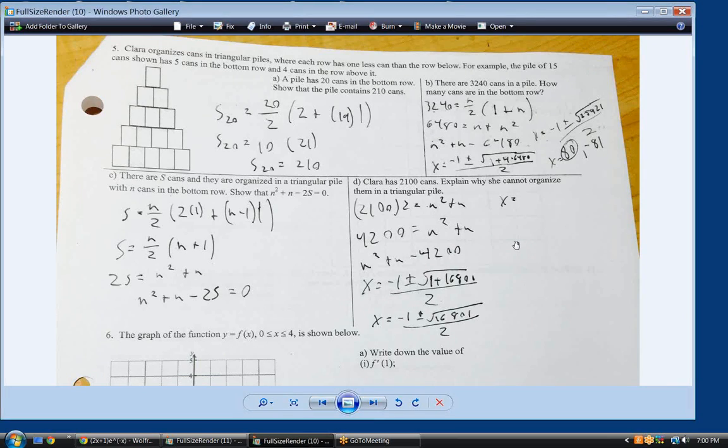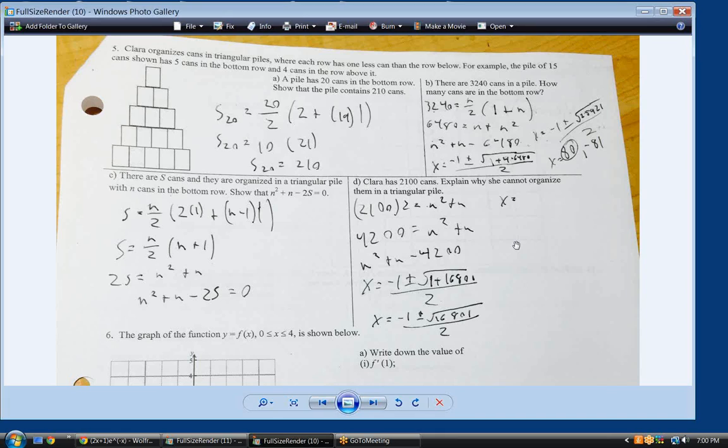In part D, where it said explain why she cannot organize them in a triangular pile, what's the explanation? Once I figured out what x is, since looking at the answer, it probably wouldn't be an even number. Right, it's got to be. Explain that you cannot have part of a can at the bottom. Exactly. You also would not be able to arrange 4 cans in a triangle.